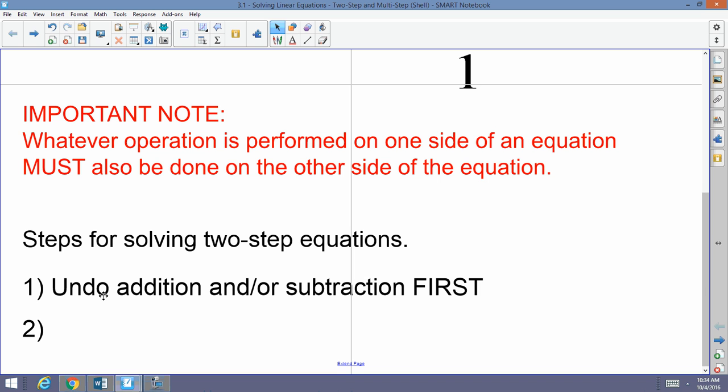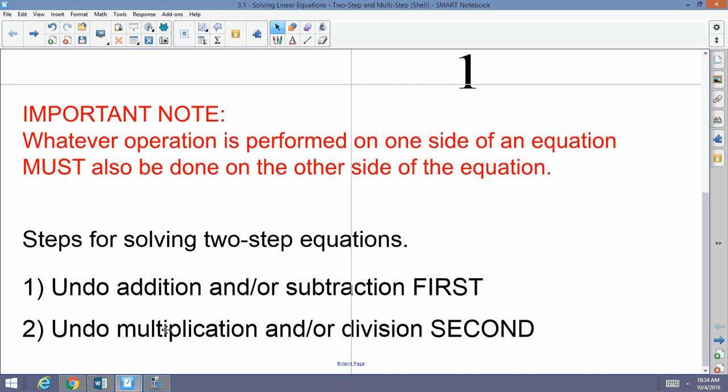It's pretty simple. You're first going to undo addition and or subtraction first. So you're going to have something being added to the variable or subtracted from the variable. You're going to get rid of that first. And step two, believe it or not, it's this simple. You undo multiplication and or division second.